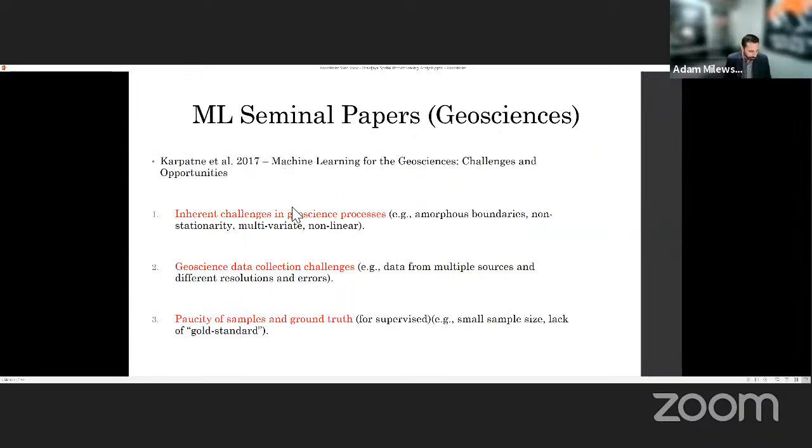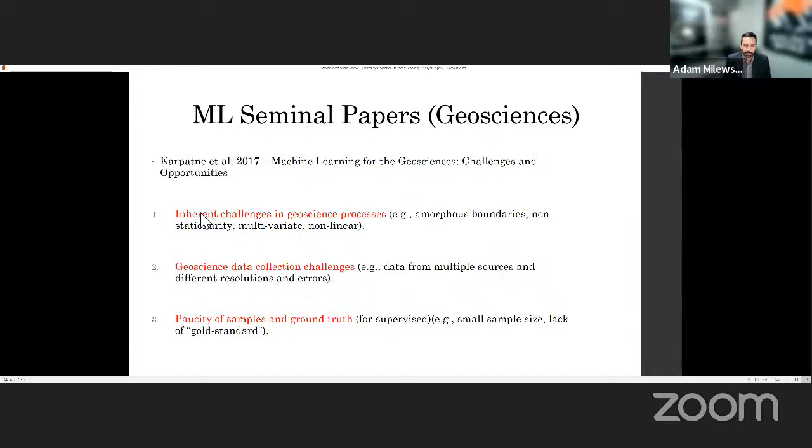I'm mentioning one paper here. If you were to read no other paper, I would recommend this paper to understand machine learning for what I call the geosciences. And it's by Carpentier in 2017. It's called Machine Learning for the Geosciences, Challenges and Opportunities. And really, they looked at three main parts.